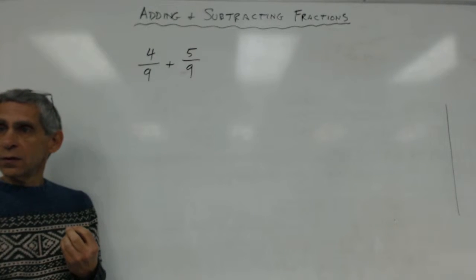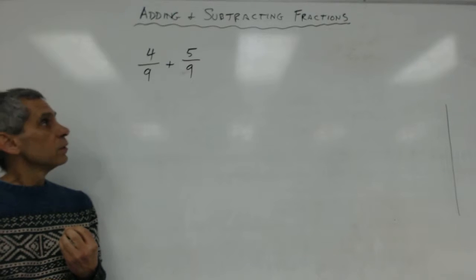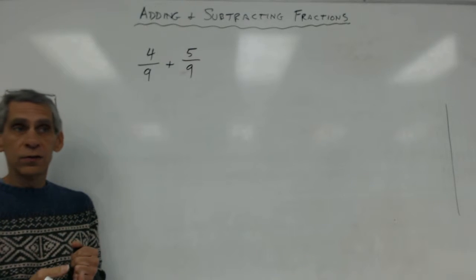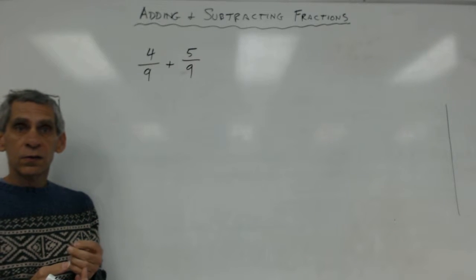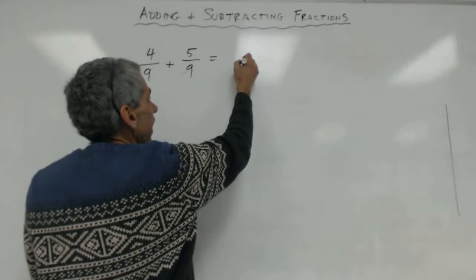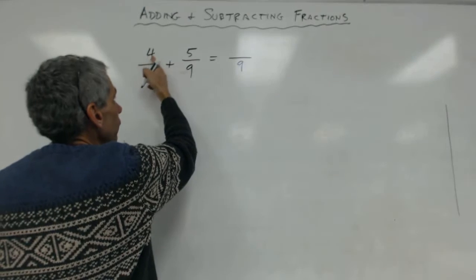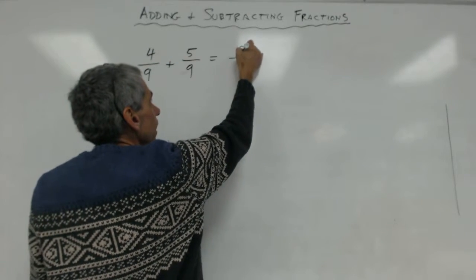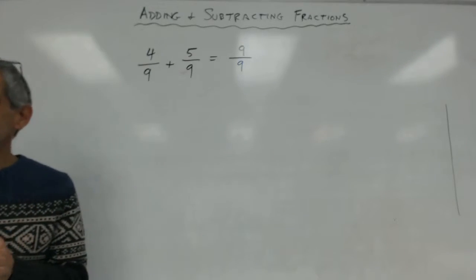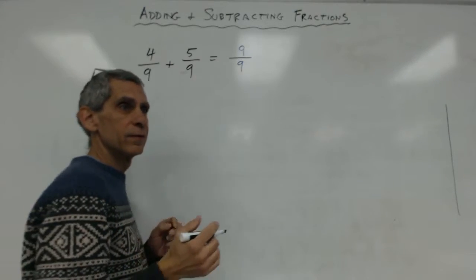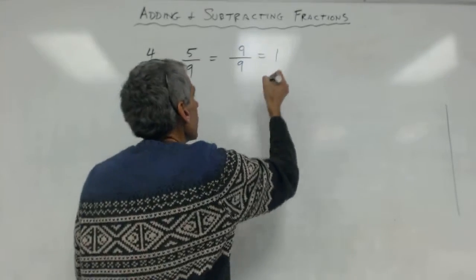You add the tops. So is it 9/18? No, it's 9 over 9. Right, so my final answer has the same common denominator in it. And now I just have to do 4 plus 5, which is 9. And I'm done, right? No, you're not done. It equals 1, right.